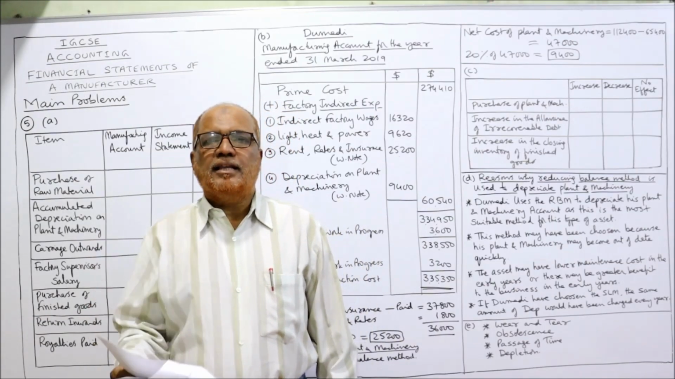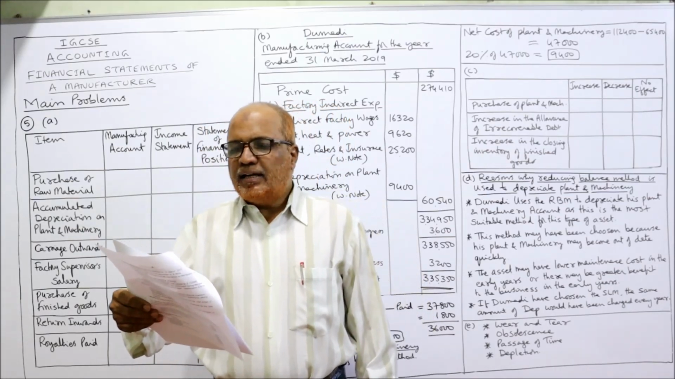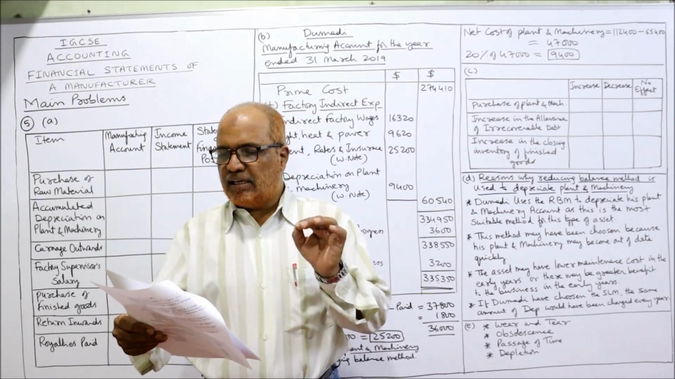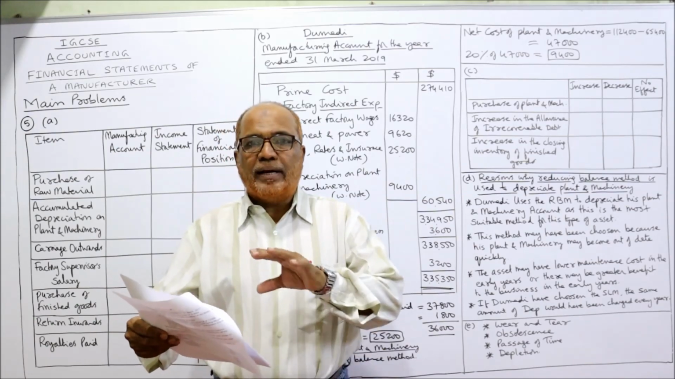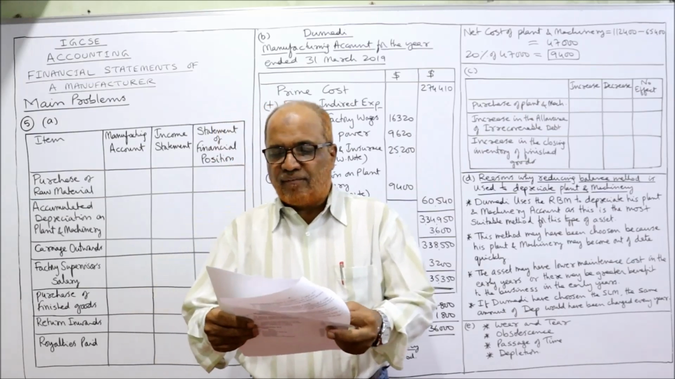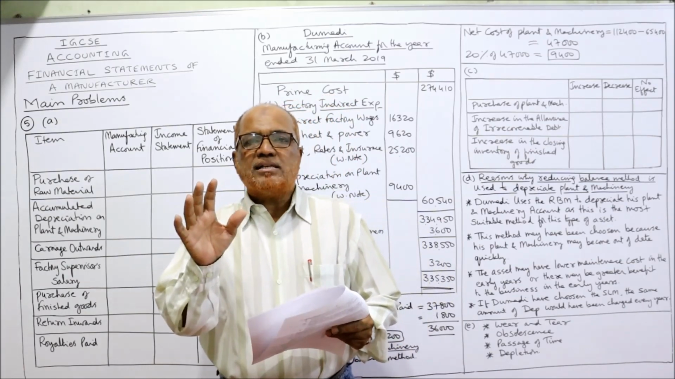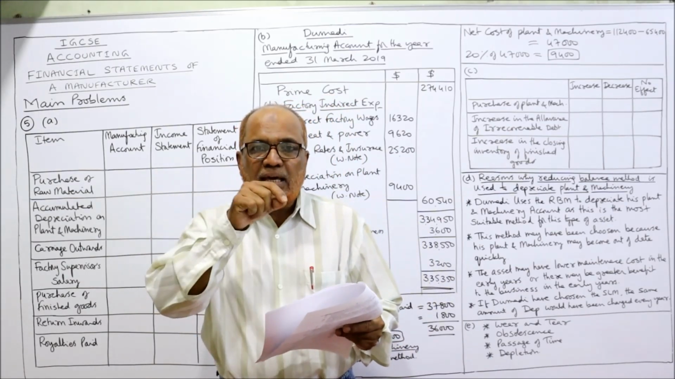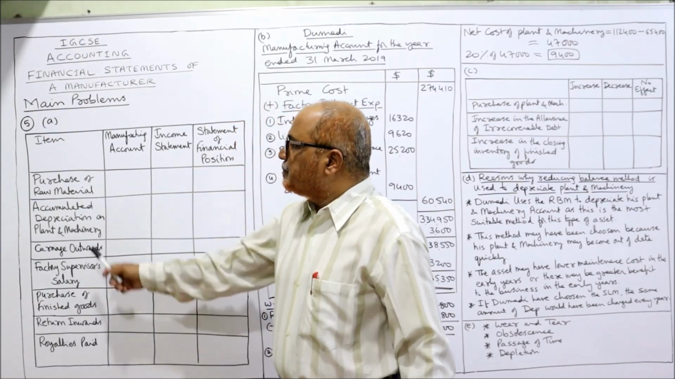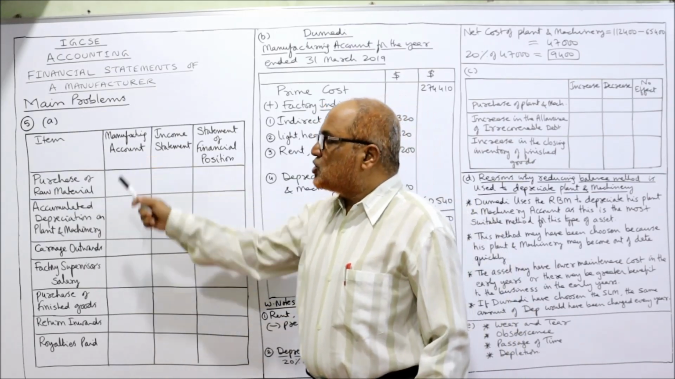Now we'll start the next problem, that is problem number 5. See the 5th problem carefully. Identify by indicating with a tick where in the financial statements each item would be shown. So a table is given, a few items are given, and 3 columns are given: manufacturing account, income statement, and statement of financial position. You are asked to tick the mark where each item would appear. So we will see the first item, purchase of raw material. The raw material will be taken in manufacturing account.